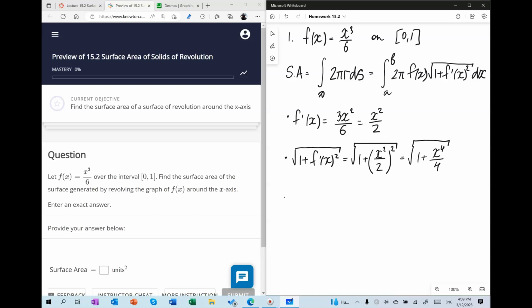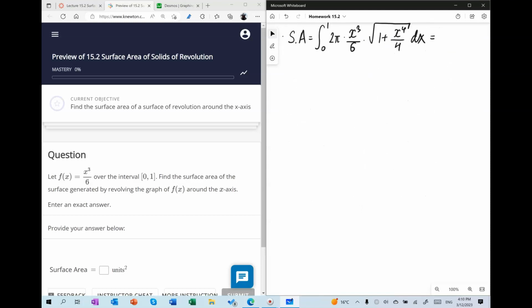And now we can set up the integral for the surface area. It's going to be the integral from 0 to 1 of 2 pi. F of x is x cubed over 6. And the radical is this. All with respect to x. Now that we have set up the integral, it doesn't matter where it came from. We just have to find this integral, and we're going to do this integral with substitution.